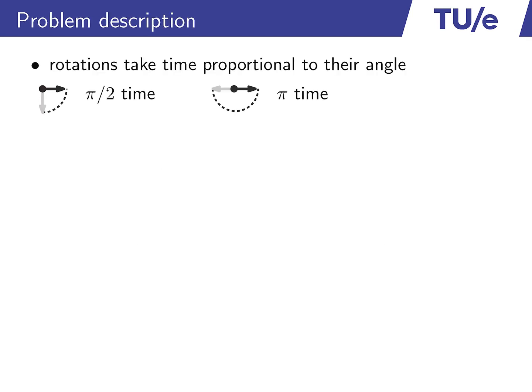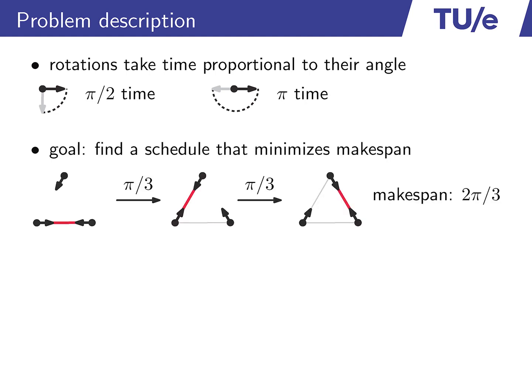I will now give some more details about the problem. First, we will only consider the rotation time of the agents, which takes time proportional to the angle of rotation. Our goal is to find a schedule that scans all pairs of agents and that minimizes the makespan, or in other words, the total time needed until all pairs are scanned. For example, even though all agents in the figure spent only pi/3 time rotating, the total makespan is 2 pi/3, since agents spend some time waiting for the other agent to look at them.